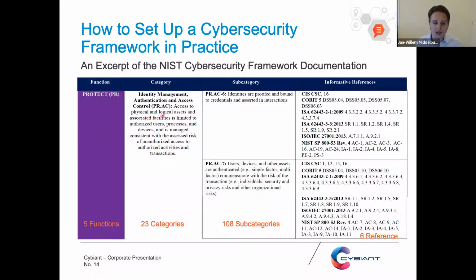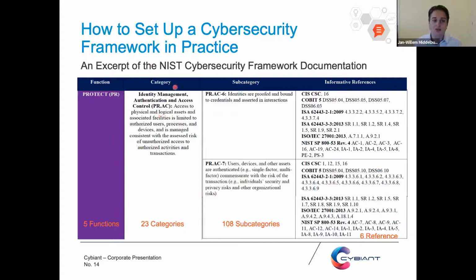Within each of these categories, there are a number of subcategories, and this is really what is going to make the framework very practical. Each of the subcategories could also be considered a particular control that an organization needs to get under control and needs to manage on a day-to-day basis, or at least have periodic reviews of whether they're still complying to each of those subcategories.